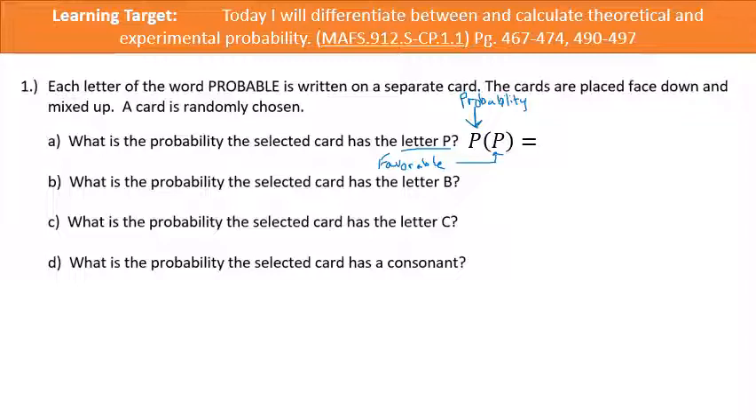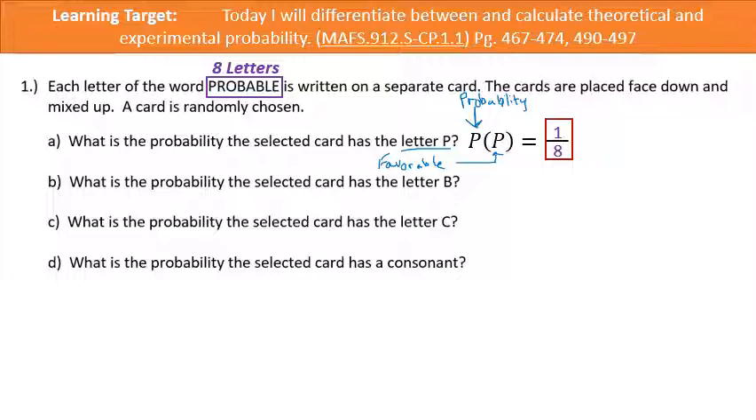So let's think about the probability that we randomly select the letter P from all of these letters. First off, we need to know that it's going to be a fraction, some way, shape, or form. So let's think about what our sample space is. How many total letters are there? If I count those letters up, that's a total of 8 letters. So 8 is going to be my denominator. Now, how many of those letters are a P? Only 1. So the probability that I select a letter P would be 1 over 8. Done and done.